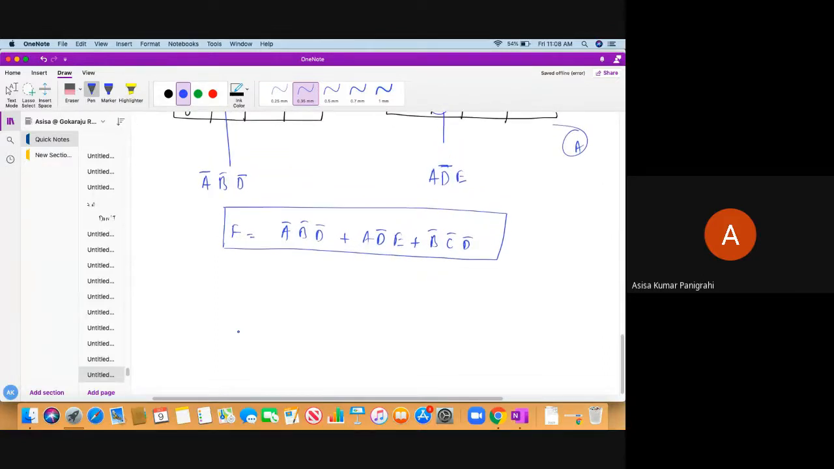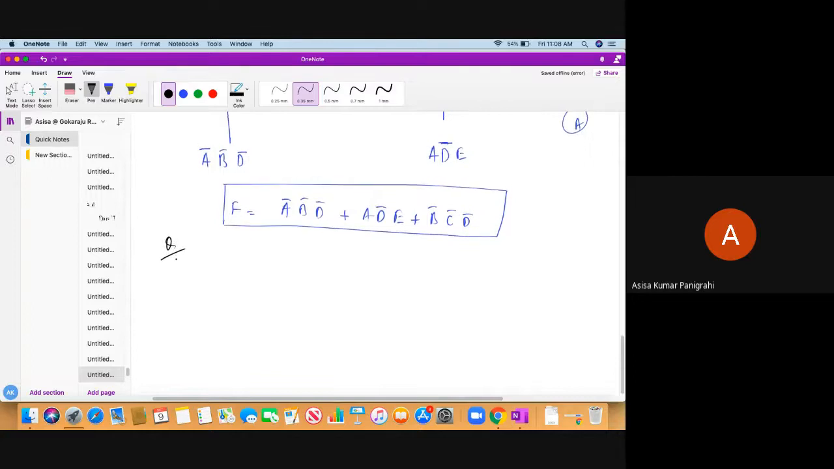This is the last class of the KMF. I'll do only one more problem with this. After that, I'll wind up the KMF. In the next class, we'll start combinational logic design. So this is another important part.